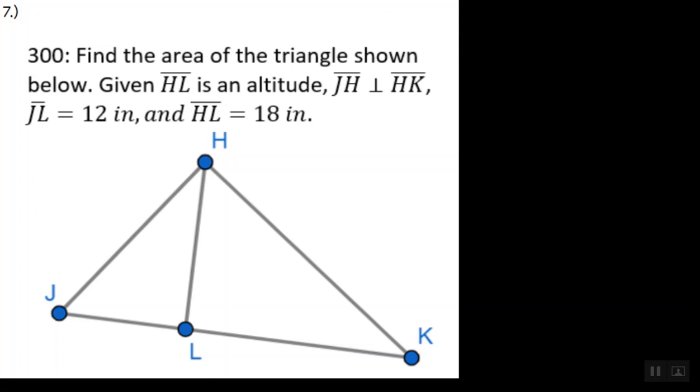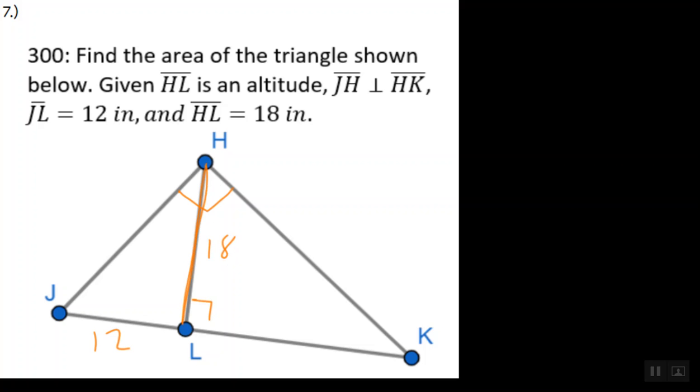Okay, for problem number 7. It says find the area of the triangle shown below, given HL is an altitude, and JH is perpendicular to HK, so we just know that's a big right triangle right there. Since it's an altitude, we know that this line is perpendicular as well. We're given that JL is 12, and we're given that HL is 18.